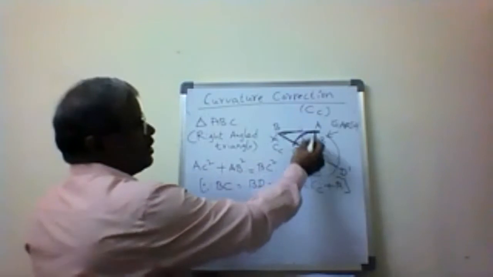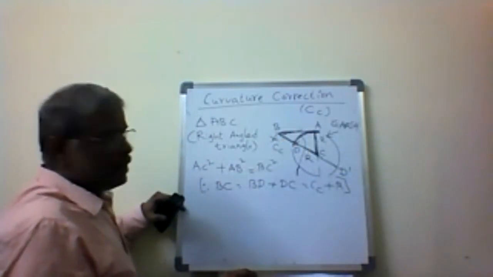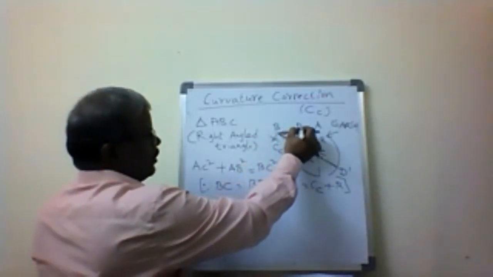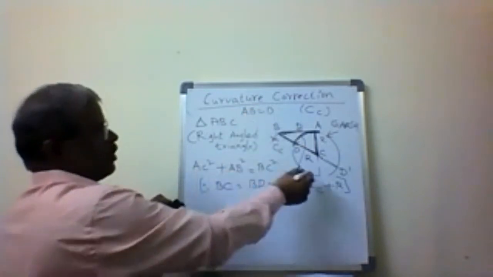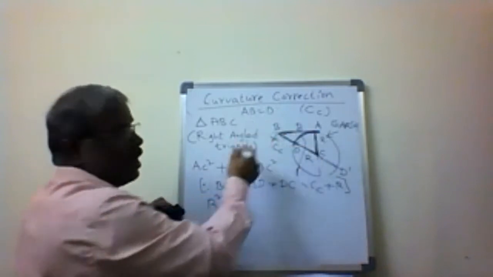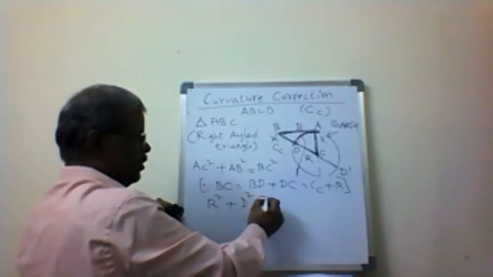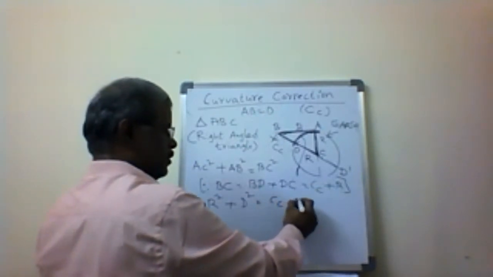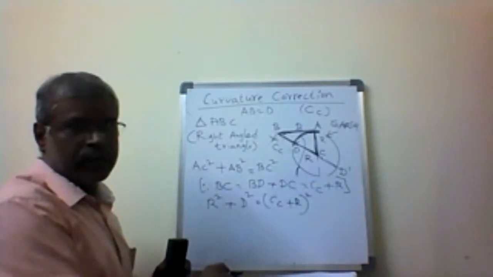Now AC, A to C. AB we assume as D, the horizontal distance. AC square is R square, where AB is the horizontal distance. R square plus D square equals BC, and the BC value is CC plus R whole square.